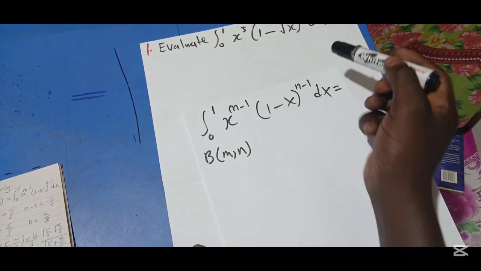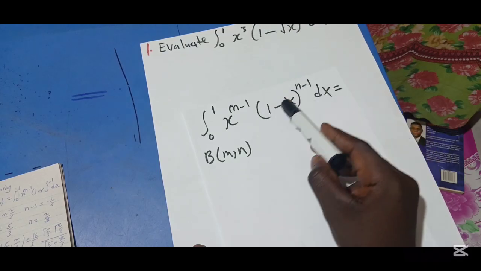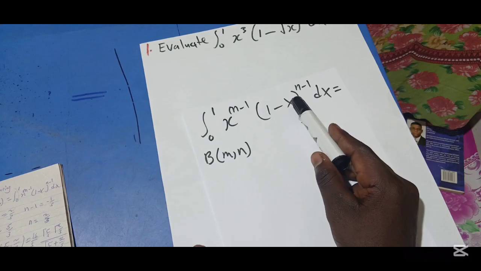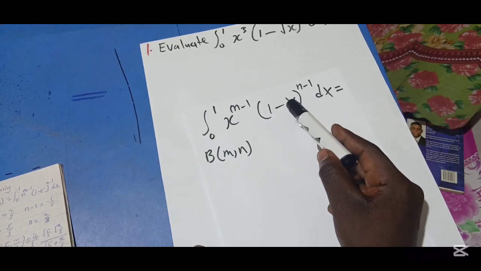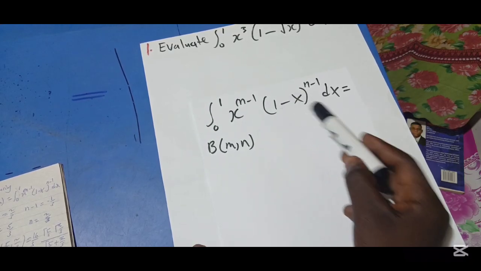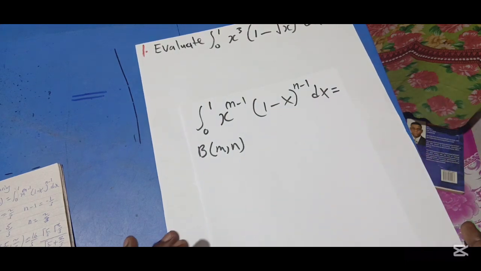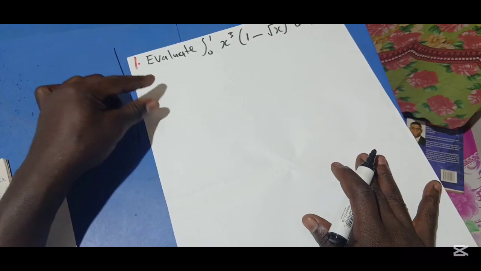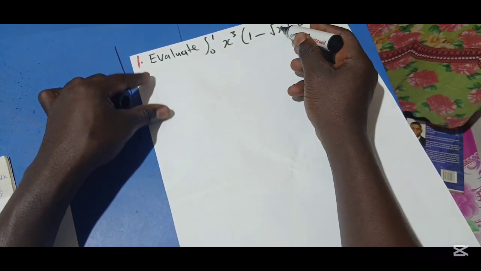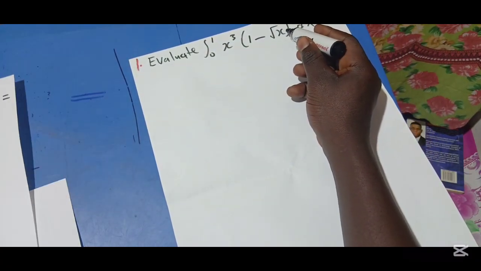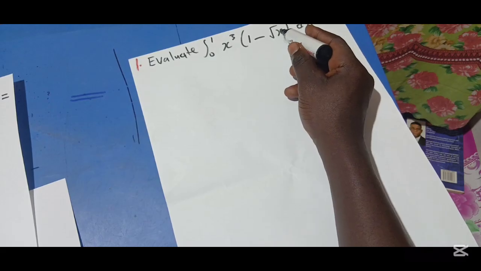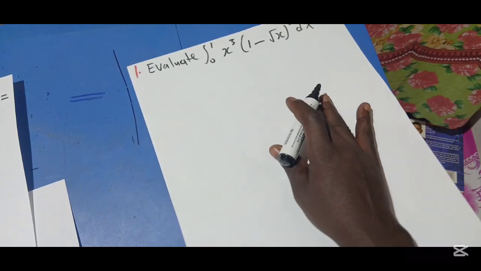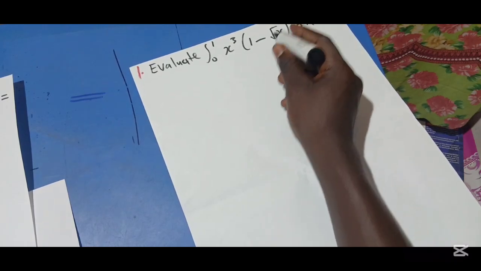Looking at this, we have to get what is in the bracket here to be of the form 1 minus x and not x to the power something. The moment we see something like that, we have to do some substitution to get rid of it. So let's continue with this question step by step. In this problem, we have 1 minus x to the square root of x. And we know that the square root of x is the same as x to the power half. But let's continue. So we have to substitute this by a value.